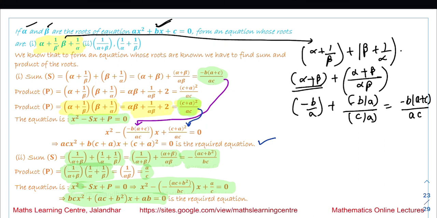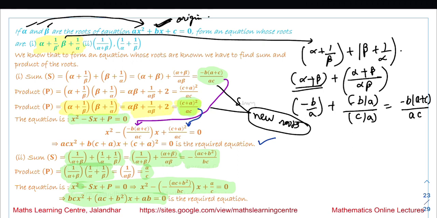So this is the original equation that we have. These are the roots of this equation. We have to form a new equation. These are the new roots we are talking about. These are the sum and product of the new roots. From this we have calculated these new equations. So these calculations you can see on your own, how we are going to calculate these values.